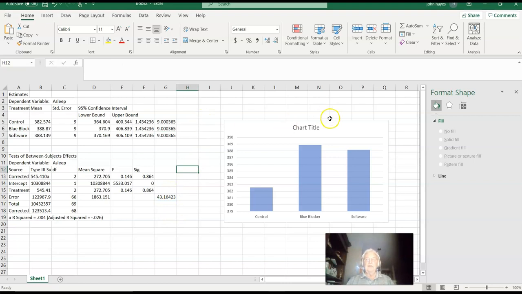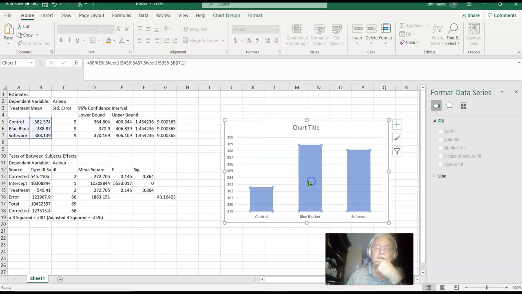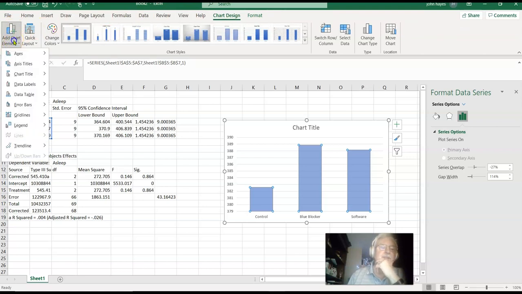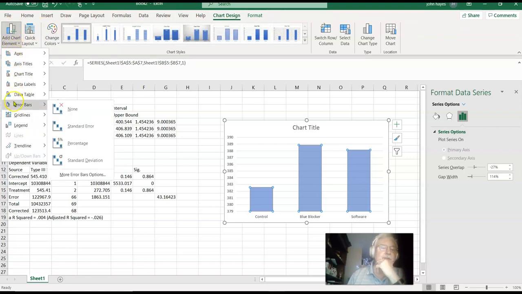All right, now we want to create error bars. And we want to use these widths to make little bars over here. Now how do we do that? We come up here, we first click on the bars, and then we have a chart design up at the top. Chart design and format. So we click on chart design. We come over here to add a chart element. And the chart element that we want to add are error bars.